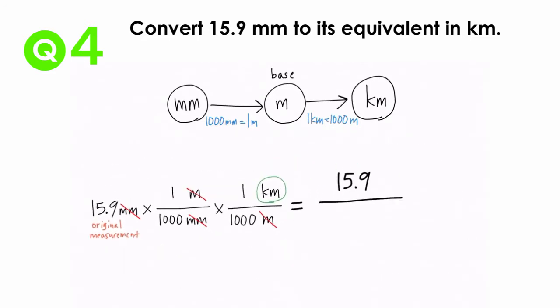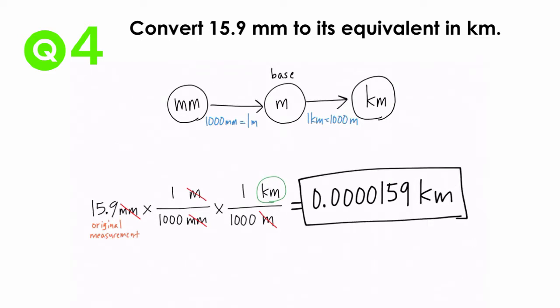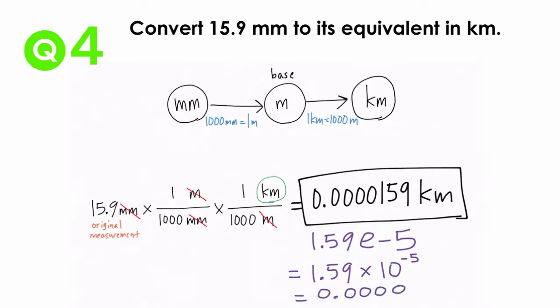15.9 over 1000 times 1000. The final answer is 0.0000159 kilometers. If your calculator says 1.59 e negative 5, that means it is 1.59 times 10 to the negative fifth, which is the same number as 0.0000159. So don't freak out when your calculator does that, okay?